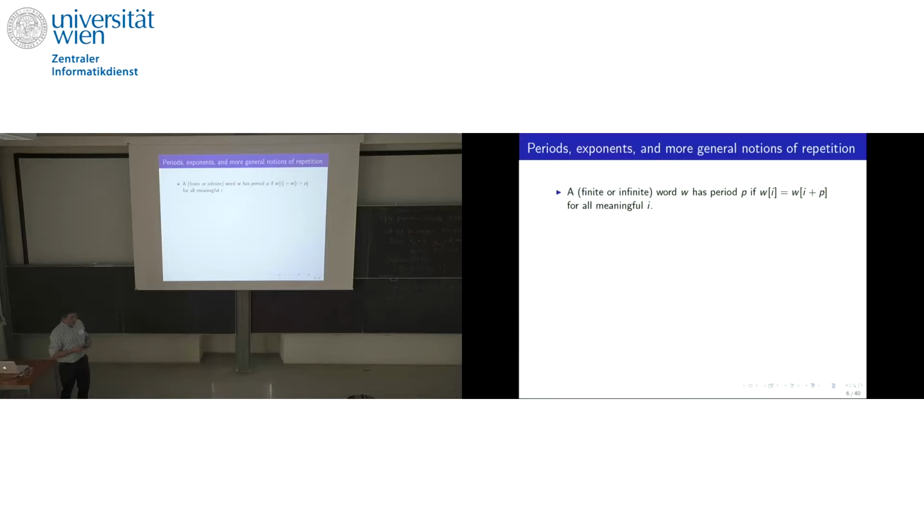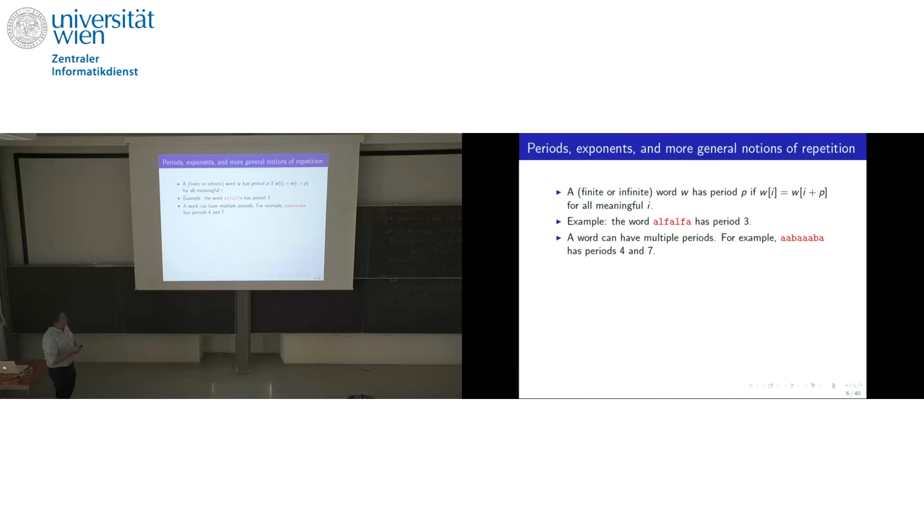Okay, so we can also talk about more general kinds of repetitions. Squares and cubes are integral repetitions of a word, but we can also talk about fractional repetitions. And to do so, we introduce this notion of period. So we say a word w has period p if w[i] equals w[i+p] for all meaningful i, so for all i that are in the range of the word. And the English word alfalfa has period 3. And a word could have multiple periods, so the period isn't unique.